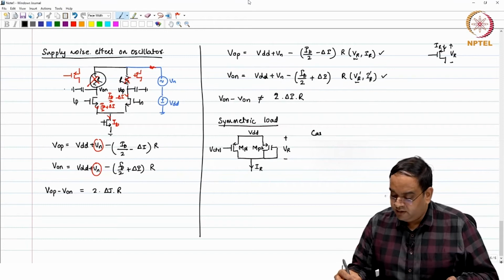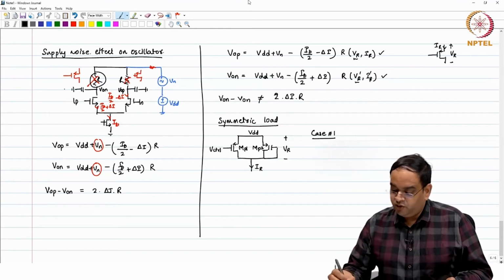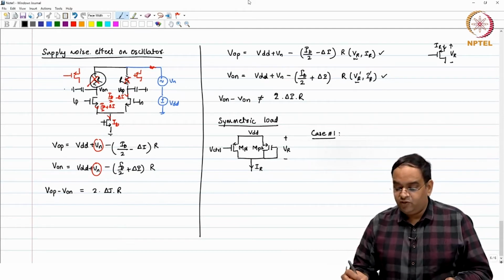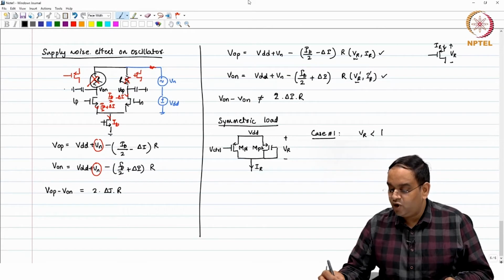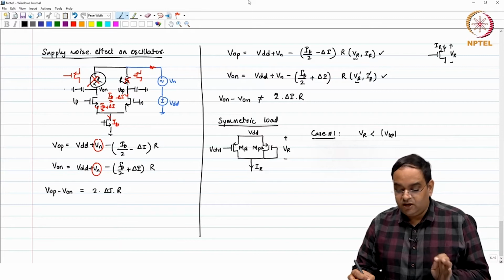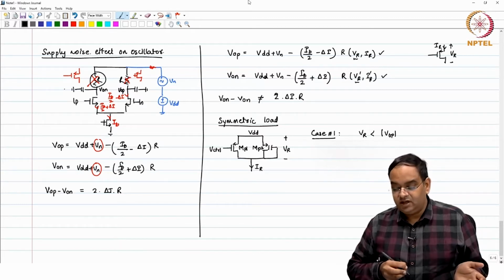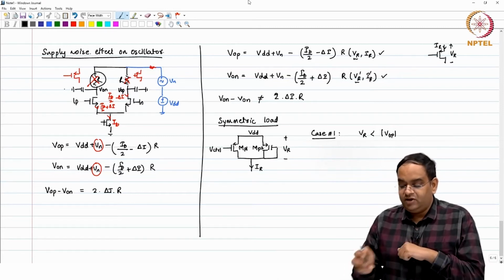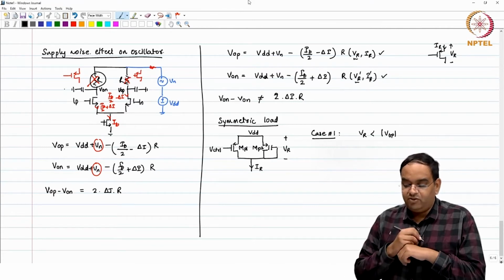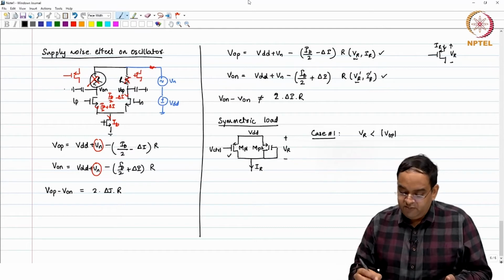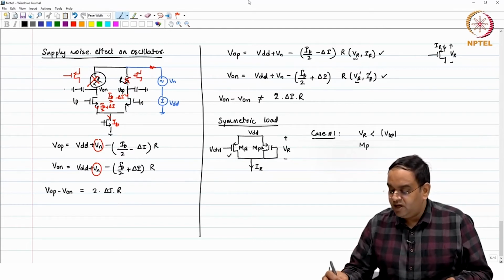So, in case 1, when your VR is quite low, that means when your VR is even lesser than mod VTP, at that time your MP2 transistor will be turned off, because VSG minus mod VTP for that transistor, VR is actually equal to VSG of the MP2 transistor. So, if VSG is less than mod VTP, the transistor is not on and only MP1 will be on, and MP1 will operate in the linear region.